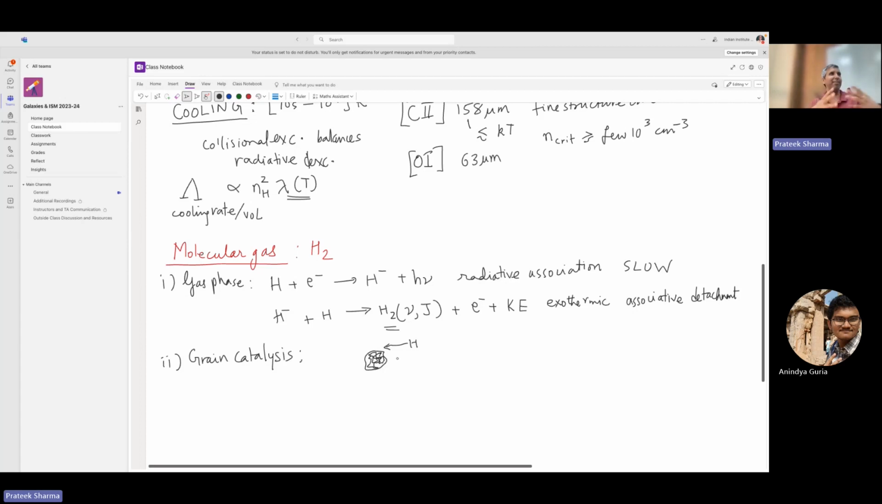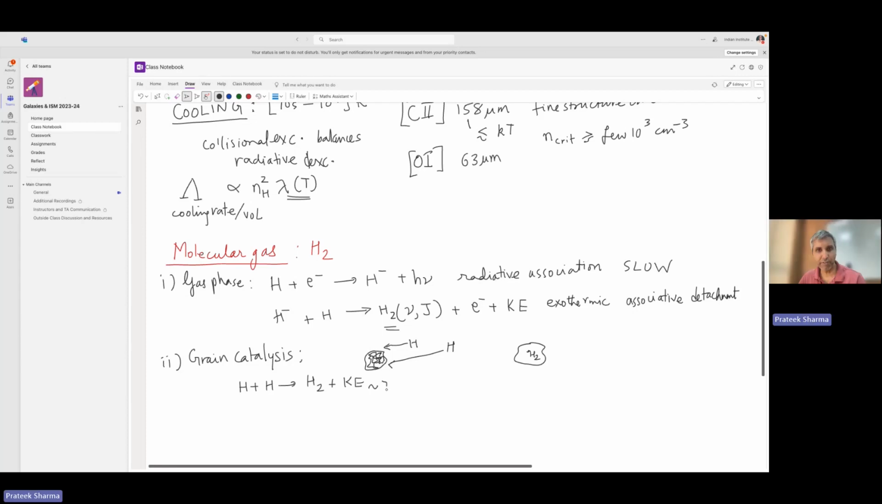The chemistry of this is like surface chemistry. It's extremely complicated. Now, if you have a hydrogen which is diffusing on this dust grain, and if you have another hydrogen which comes and starts doing the same, there is a non-negligible probability that they can come together and form H2, formation of H2. So if you combine H and H to form H2, it releases kinetic energy. It releases about 4.5 eV.